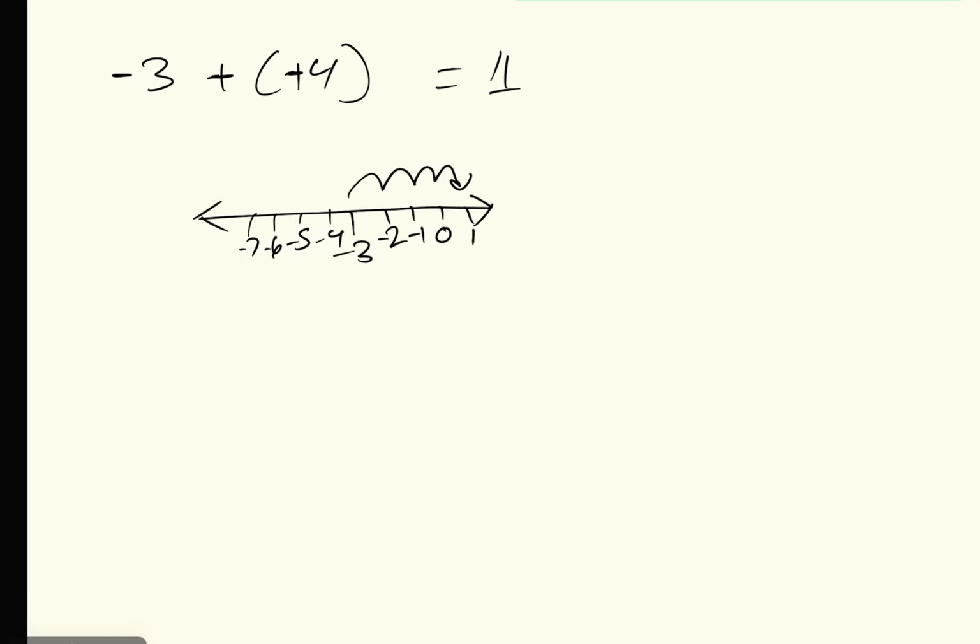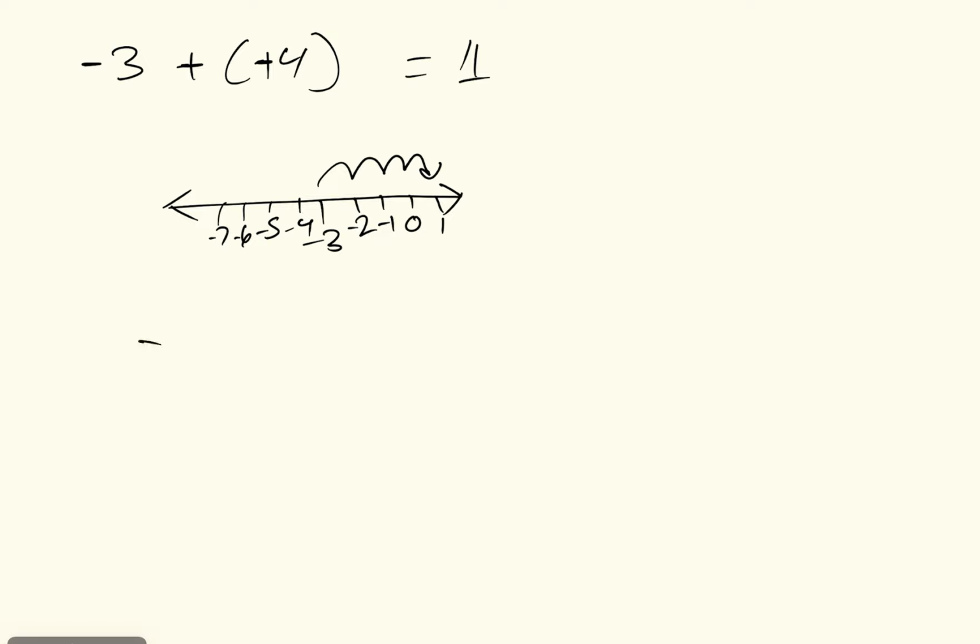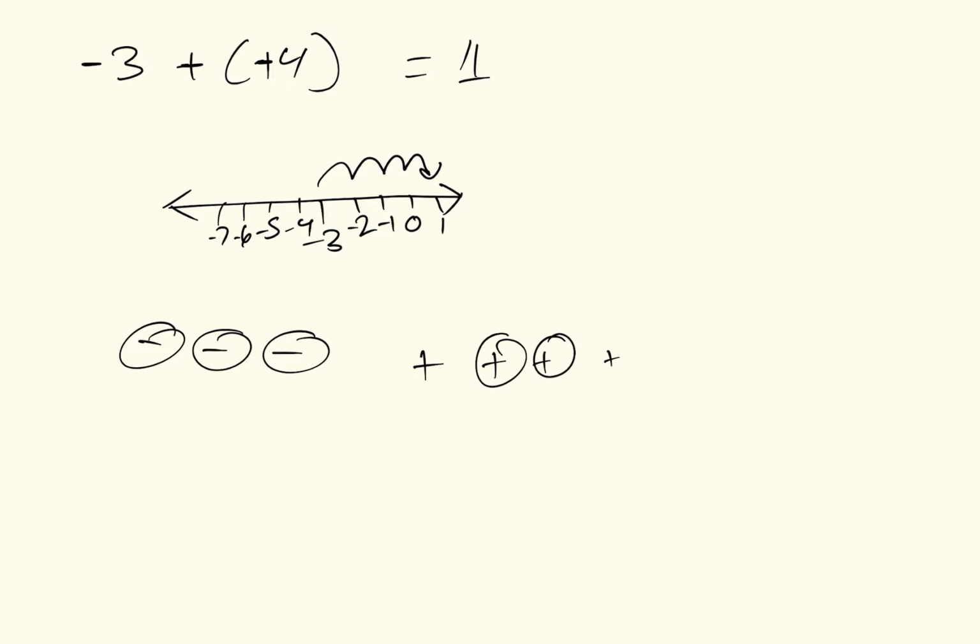Or you can do the method I showed you earlier, which is make 3 negatives and then add 4 positives. And then cancel them out. And you're left with 1.